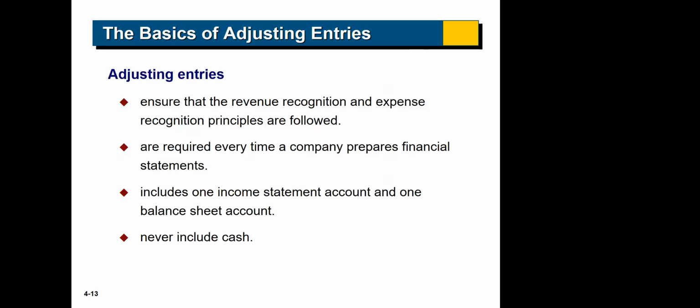Okay. And your adjusting entries never, ever, ever include cash. You don't just randomly go in and say, yeah, I'm going to take $1,000 out of the cash account. No, because cash actually represents a tangible asset, right? So you never do adjusting entries that have to do with cash. One second.